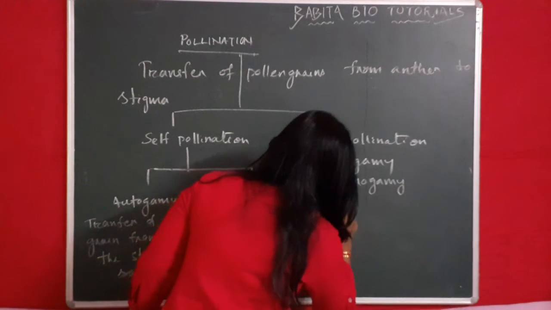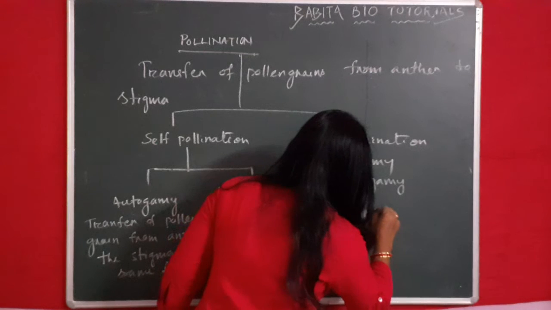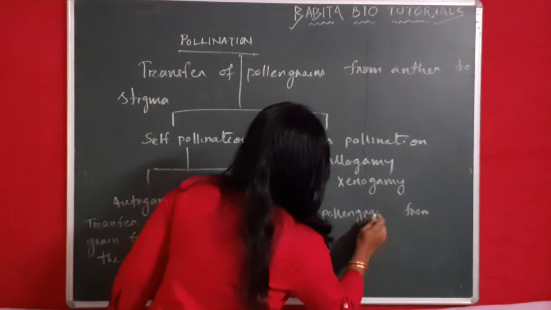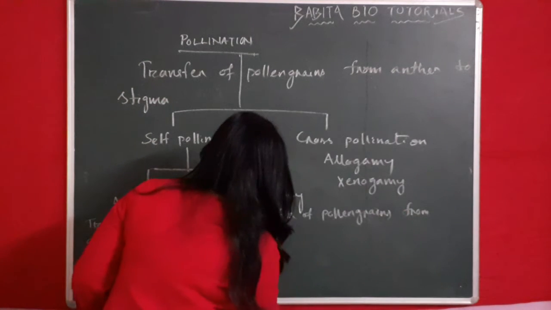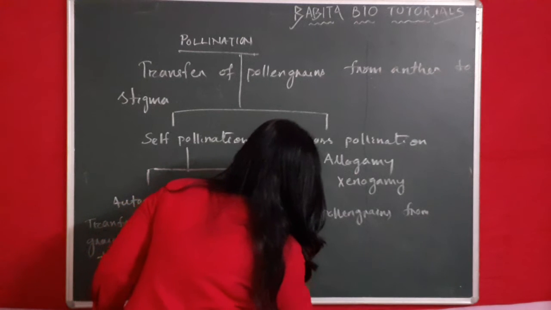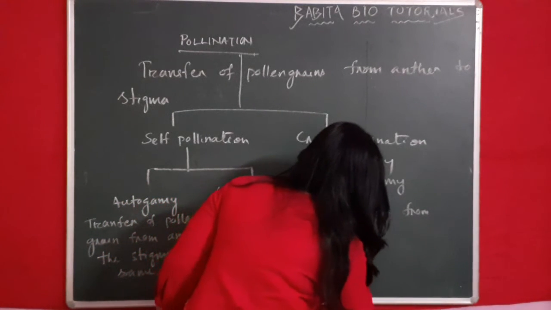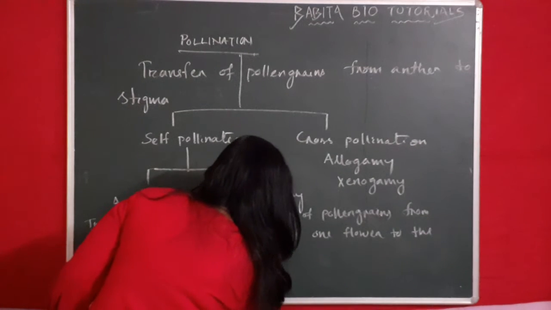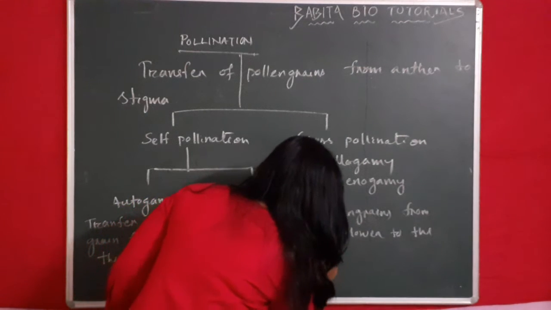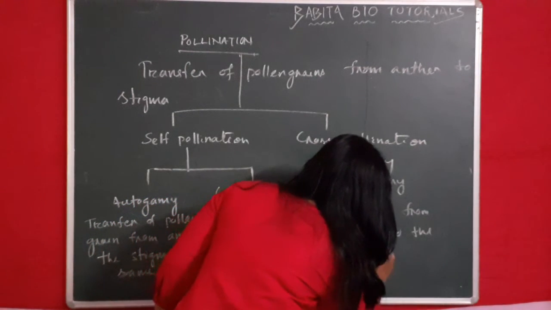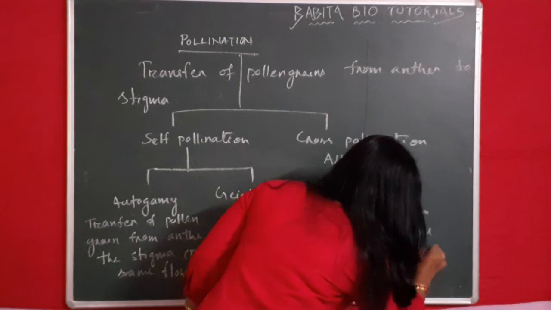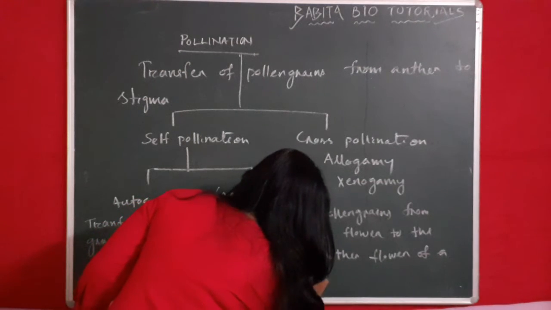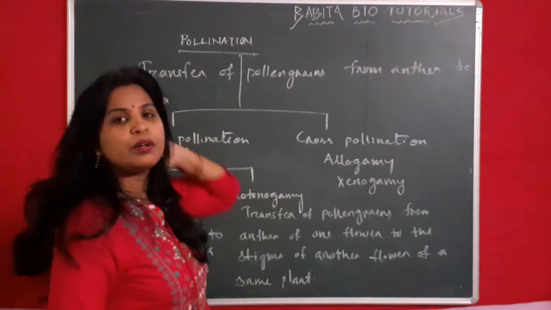Deuterogamy is the transfer of pollen grains from the anther of one flower to the stigma of another flower of the same plant. That is known as deuterogamy.